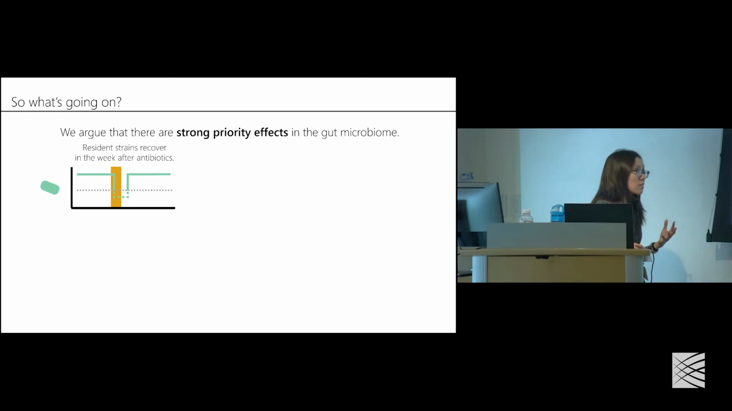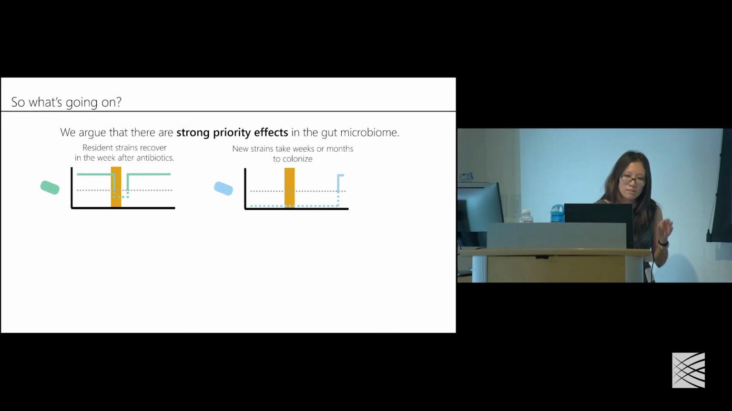And so another way to think about this is that for resident strains, what we presume is happening is that antibiotics are knocking them down below the limit of detection, but they're able to recover from sub-limit-of-detection abundances after the antibiotic is gone. In contrast, these new strains are actually starting from zero abundance in the gut microbiome. And so, they take weeks or months to colonize. The difference between these two scenarios is what happens at these really low microbial abundances.